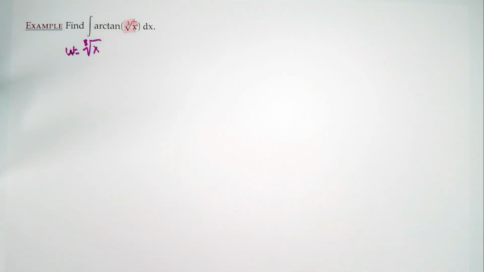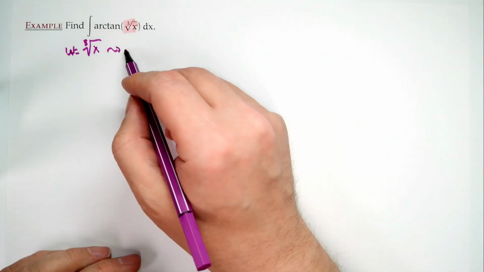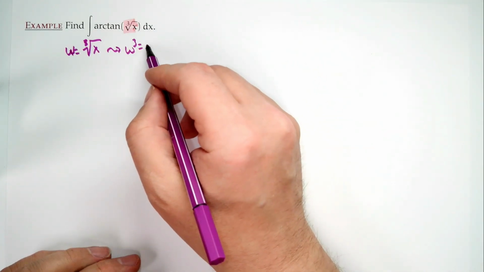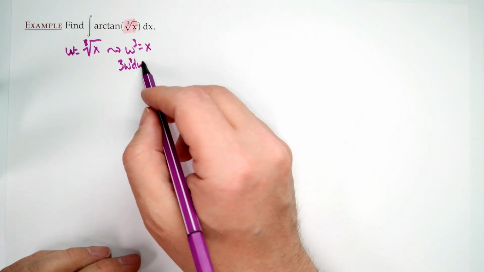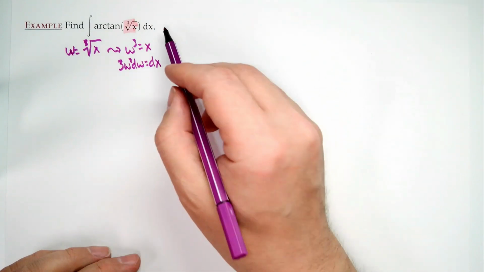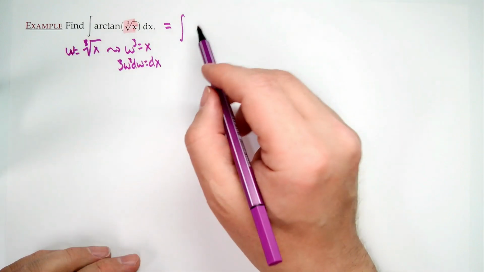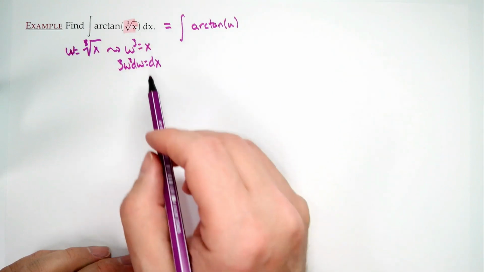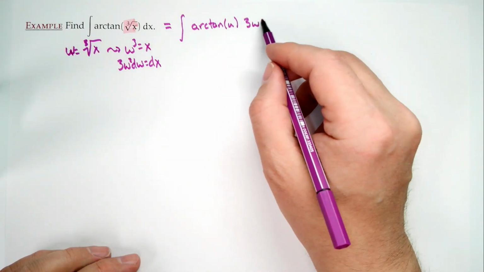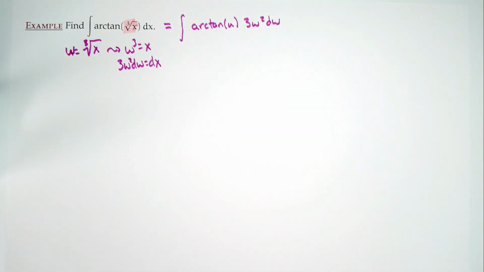All right. I'm going to be a little bit wild and crazy. It's a wild and crazy guy. All right. So what do we have? Another way to write that is that w cubed equals x. Take the derivative of both sides, 3w squared dw equals dx. So this becomes the integral of arctangent of w times the dx, which is 3w squared dw. All right, cool. Now we're more comfortable.